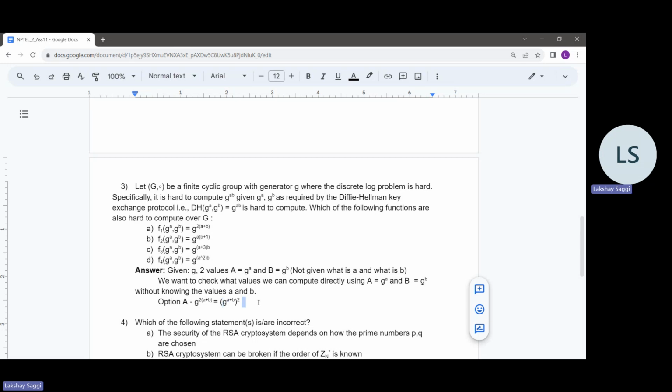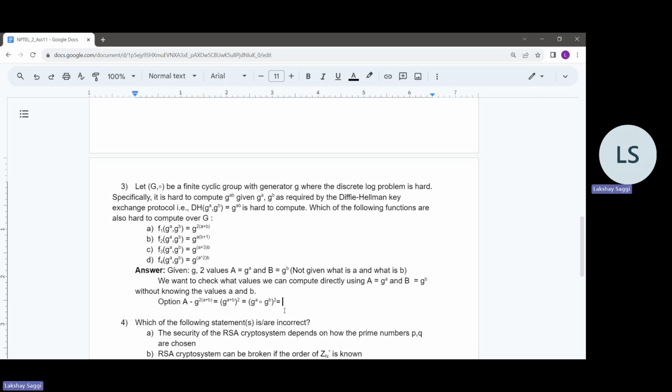Now how can this G raised to the power A plus B be computed? It can be written as G raised to the power A times G raised to the power B, and this whole squared. So G raised to the power 2 times A plus B can essentially be written like this also. I hope it's clear how it can be written. I've just followed the rules of exponentiation and nothing else.